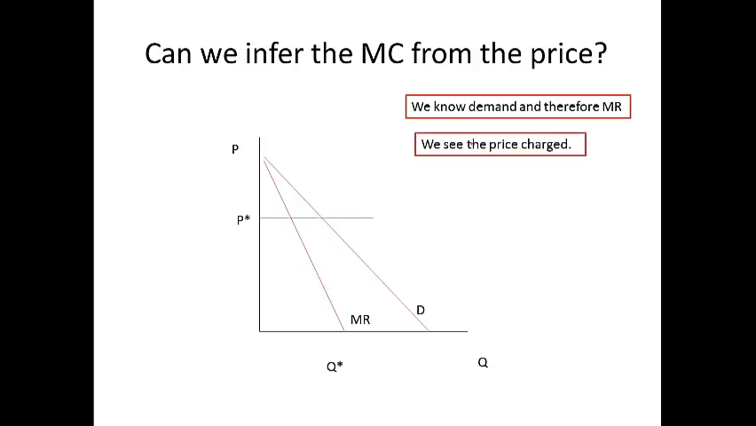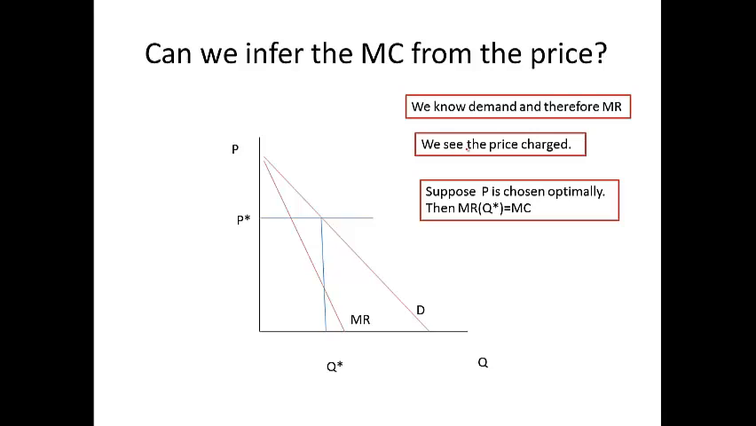We see the price that they're charging. So think about this as a picture of one of those products. We see that the price that they're charging, P star let's call it. Now, suppose that price is chosen optimally. If it's chosen optimally, then it's chosen in a way such that the marginal revenue at that quantity, Q star, is equal to the marginal cost. Well, here's the marginal revenue, and therefore the marginal cost must go through right there.